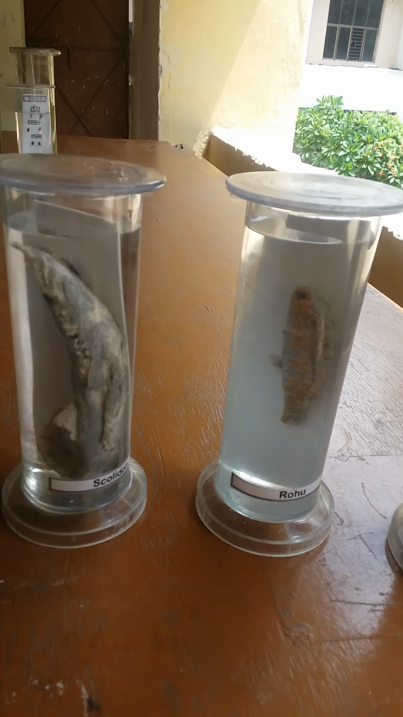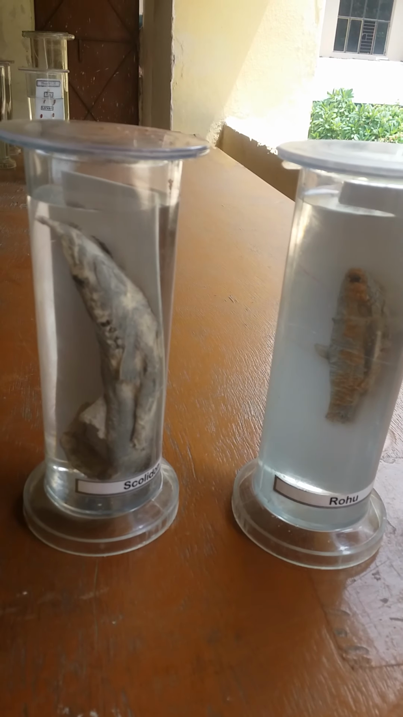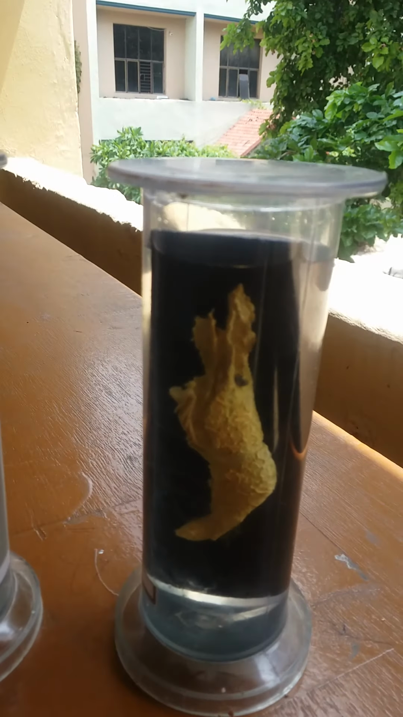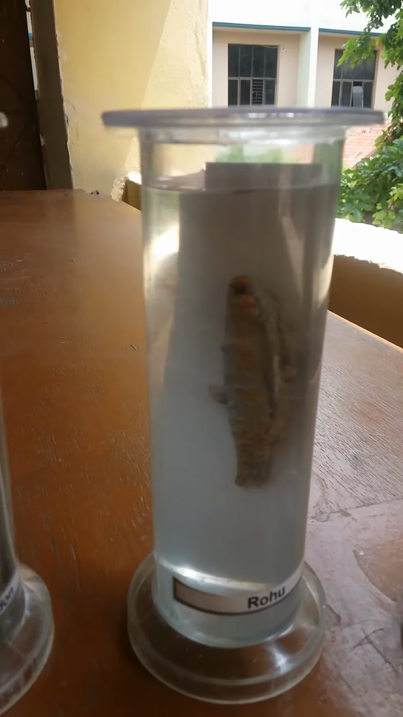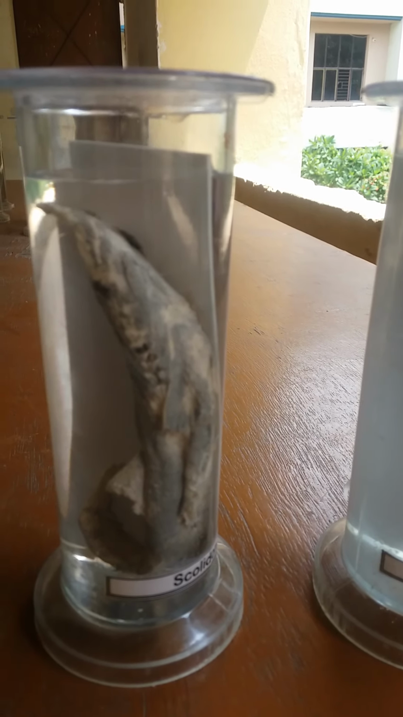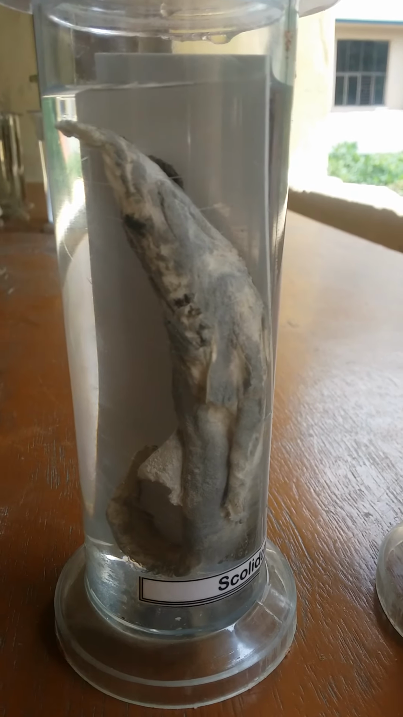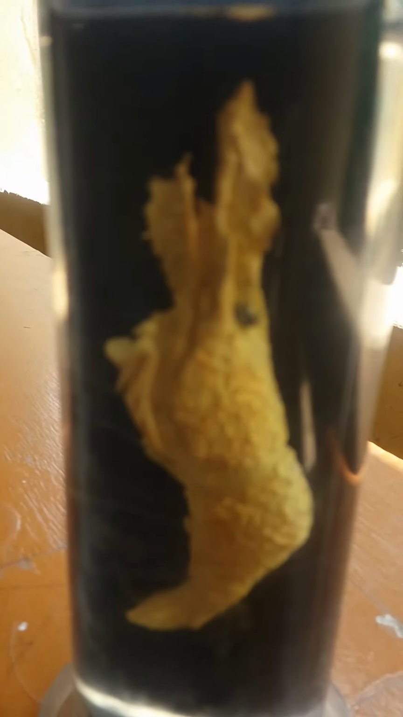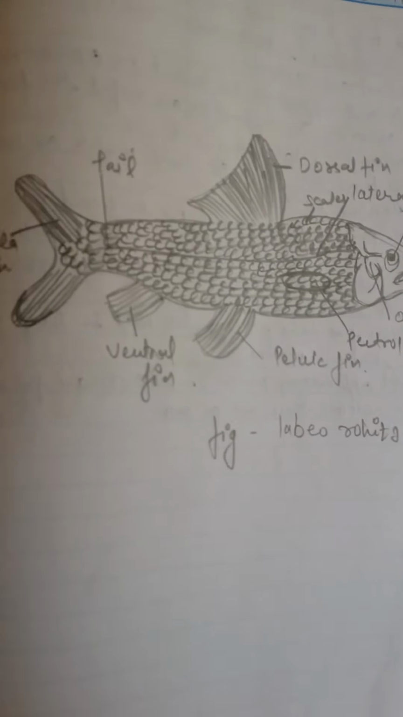Now we are going to study a few identifying features or characteristics of fishes. These are the three specimens. This is Catla. This is Rohu. And this is prawn. Now let us study the identifying features or the labelings.